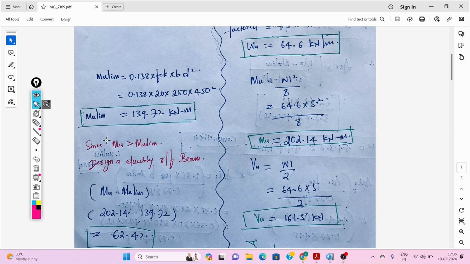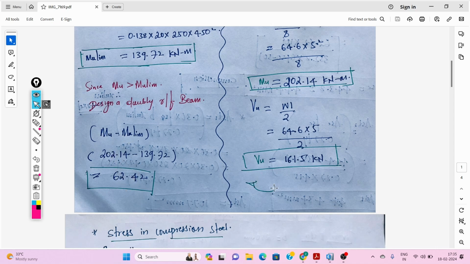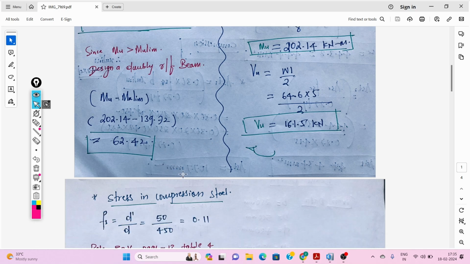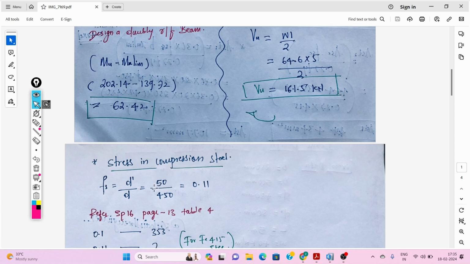Okay, so here Mu minus Mu limit is 62.42. It will be used in the next steps. Okay, so the next step is we need to find the stress in compression steel, that is called fsc.